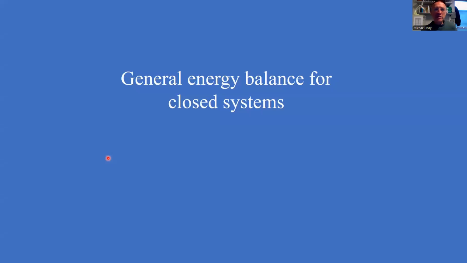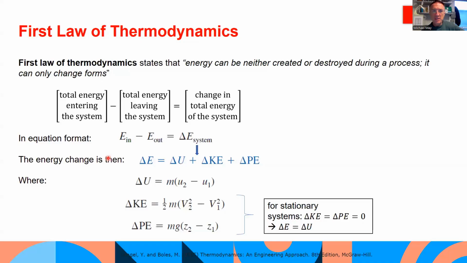So what we're going to do now is introduce the general energy balance for closed systems. A small recap from an earlier chapter. The first law of thermodynamics states that energy can't be created nor destroyed. During the process, it only changes form. So we apply that to a thermodynamic system, and we say that the total energy entering the system minus the total energy leaving the system equals the change in energy of the system. So we're accounting for the energy somewhere. It's going in, it's going out, or it's still in the system.